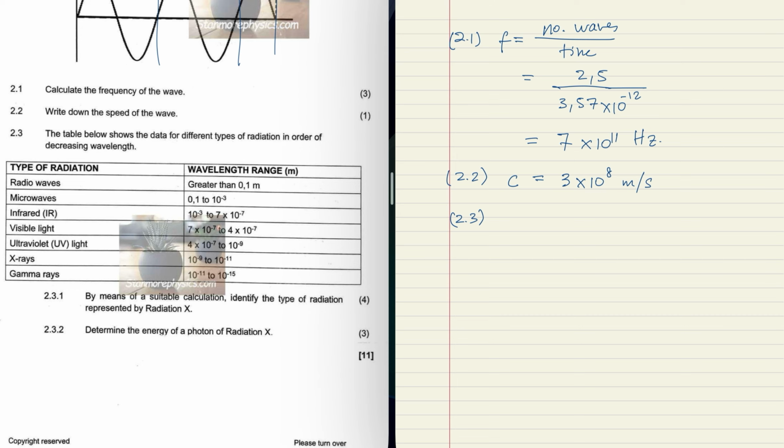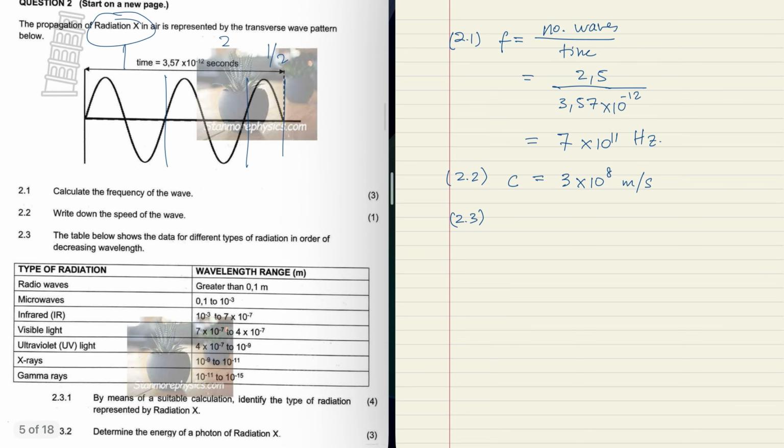So X is here, radiation X. So we can use a formula, c is equal to f times lambda. And we can solve for lambda and then compare it using this table. So 3 times 10 to the power 8 is equal to 7 times 10 to the power 11 multiplied by lambda. Lambda is thus equal to 4,29 times 10 to the negative 4 meters. Now when we compare that, that's going to fit in right in our infrared range. So X is infrared.